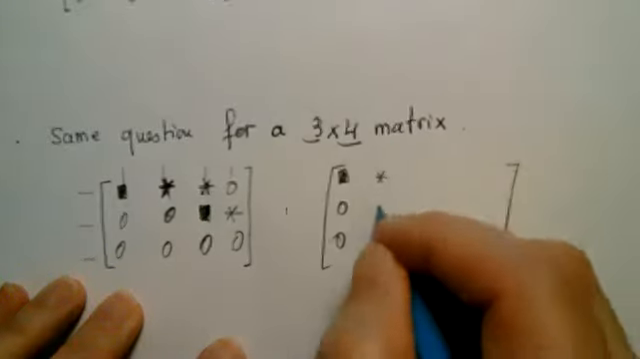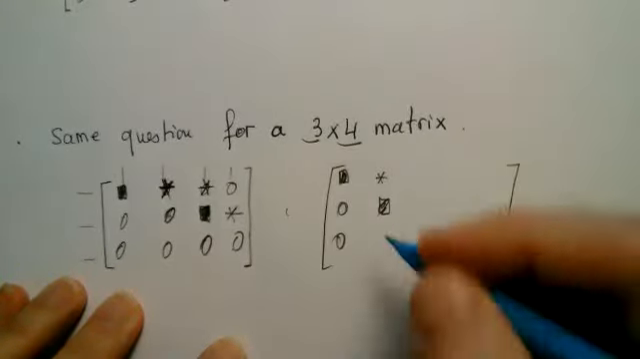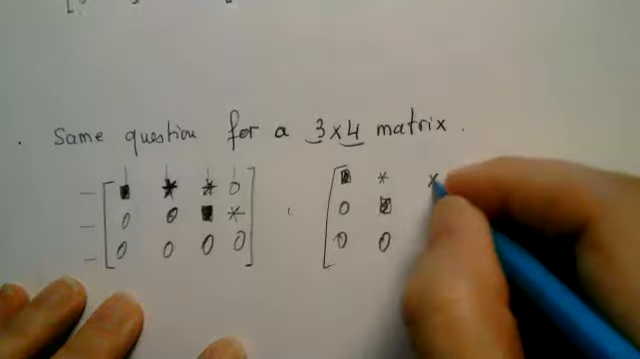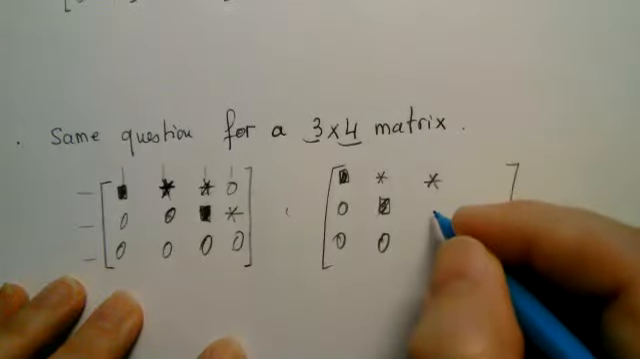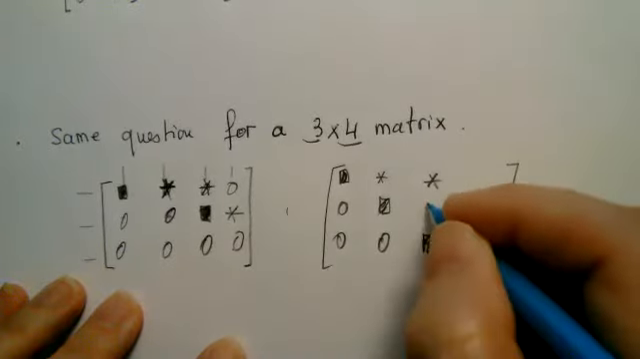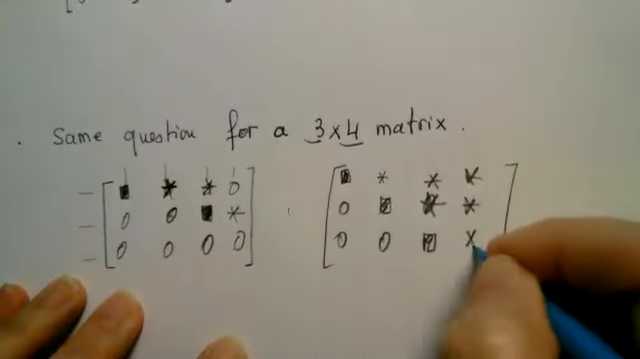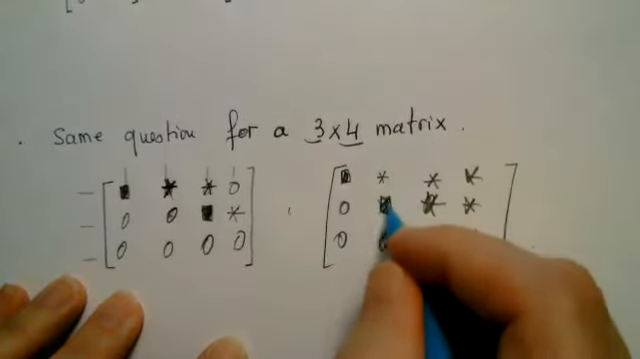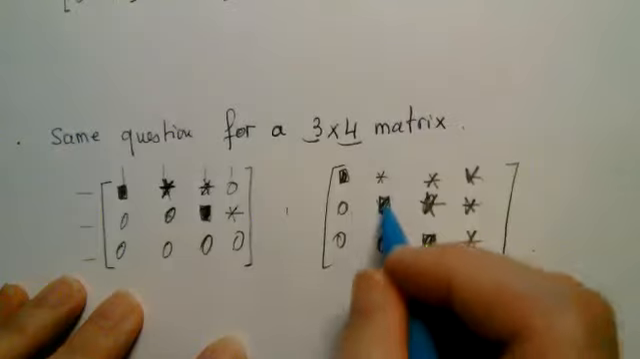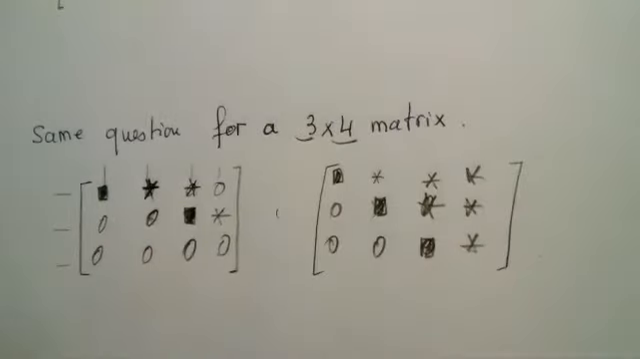Another scenario would be a box here is 0, this one, and then a leading here, a star, star, star, star. So there are a lot of scenarios to be able to create the echelon form.